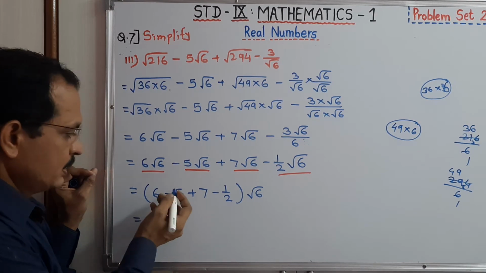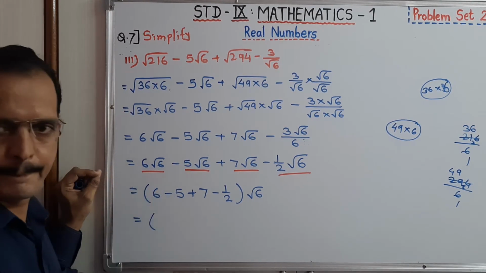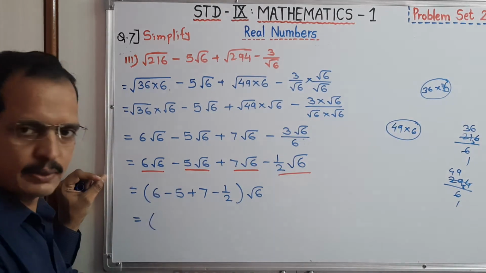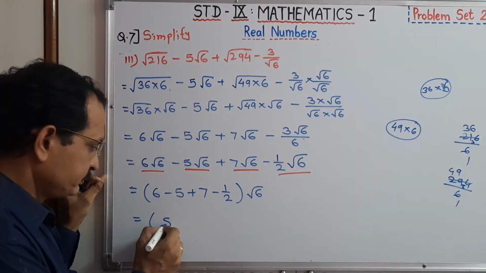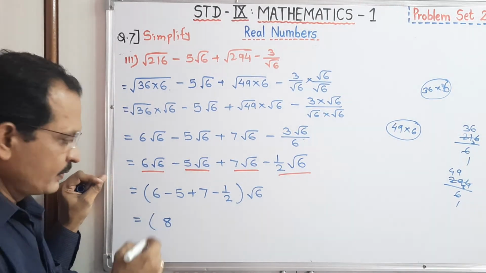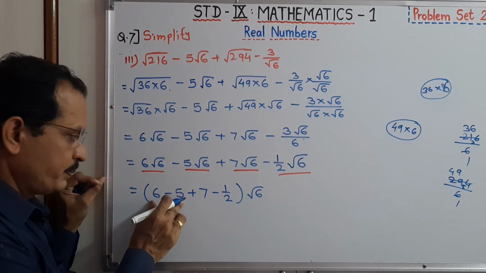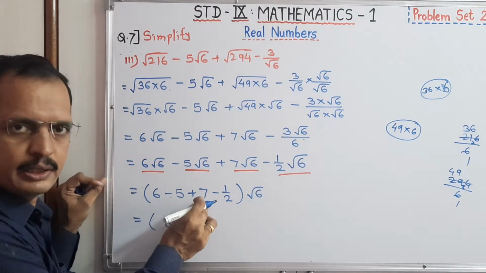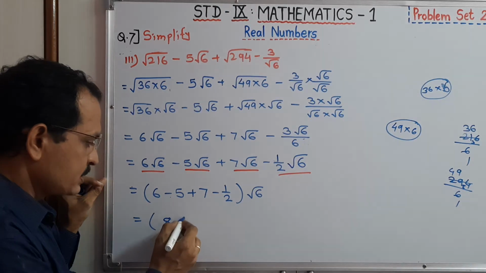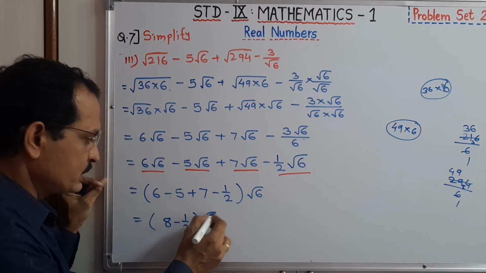See here, 6 minus 5, it is 1. 1 plus 7, it is 8. Any doubt? 6 minus 5, it is 1. And 1 plus 7, it is 8. Minus 1 upon 2 root 6.